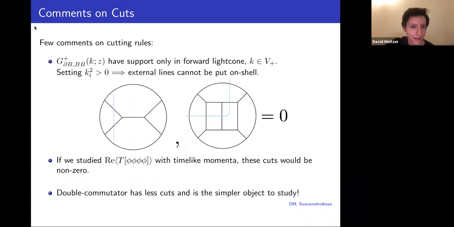So if I make this into a loop, let's make it a 2-loop diagram. Then this cut wouldn't factorize it in any nice way. I would just have something trivial on the left, and I'd have a 2-loop diagram on the right. So the fact that we can get rid of these external line cuts is what makes the double commutator so nice.